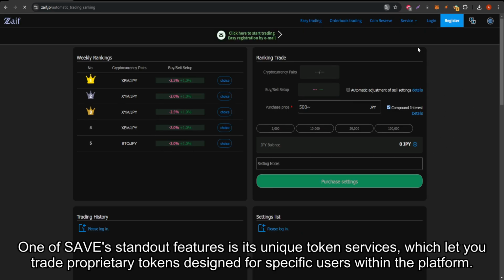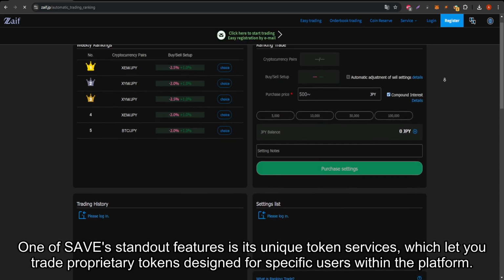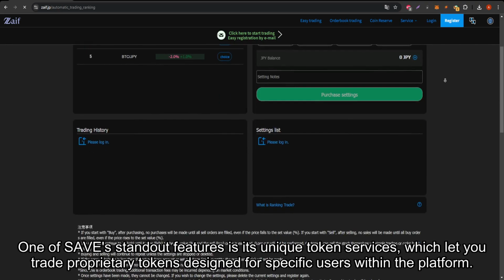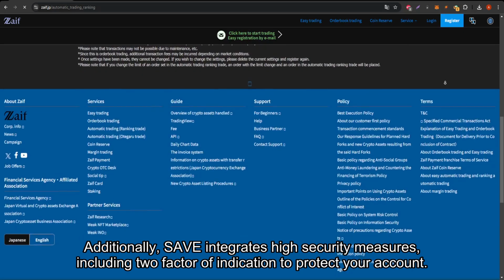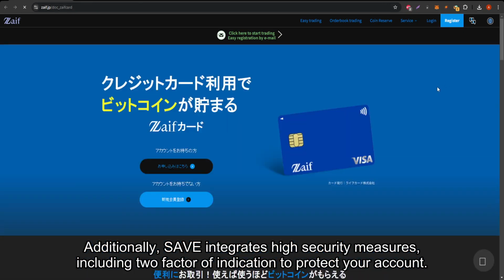One of Zaif's standout features is its unique token services, which let you trade proprietary tokens designed for specific uses within the platform. Additionally, Zaif integrates high security measures, including two-factor authentication, to protect your account.